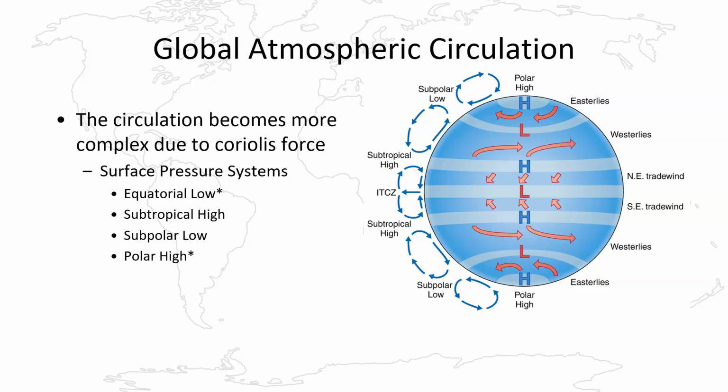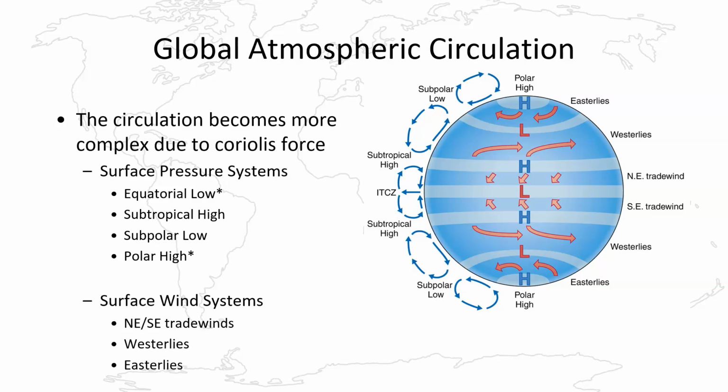Once you have pressure differences, you also have winds, and so between these different pressure systems, we're going to get our surface wind belts. What we end up with is northeasterly and southeasterly trade winds, westerlies, and easterlies. In the next two videos, we're going to dive a little bit deeper into the multi-cell model. We'll talk about how these individual pressure systems and wind belts are actually formed.